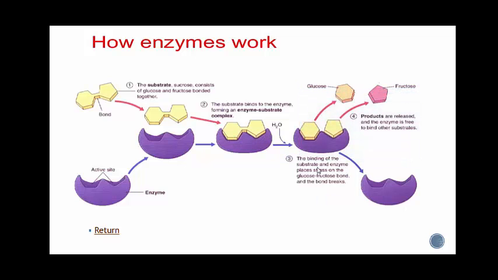Now, the binding of the substrate and enzyme places stress on the glucose-fructose bond. So where it has a bond, it's bound together. It's placing stress on that bond, and it's going to break it apart. So here the bond has been broken, and then the products are going to be released. So the reactants come down as substrates, fit together like a lock and a key, and when it binds together, it produces stress on that bond, breaking the bond apart, and you have the products that can be released.